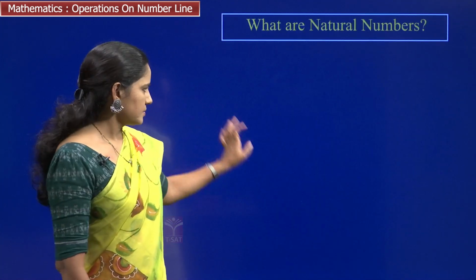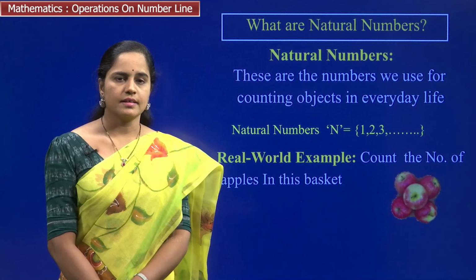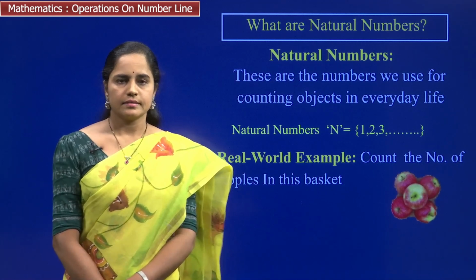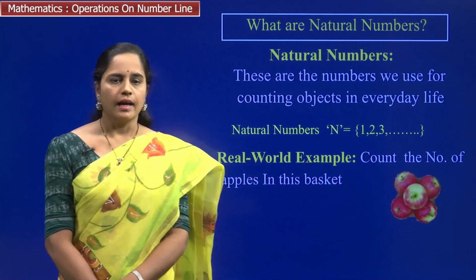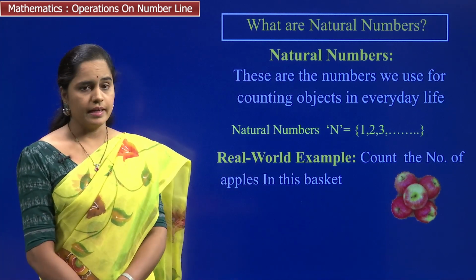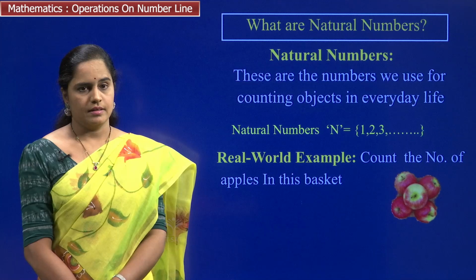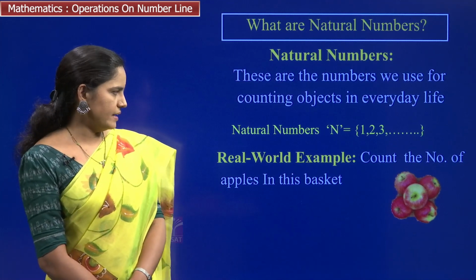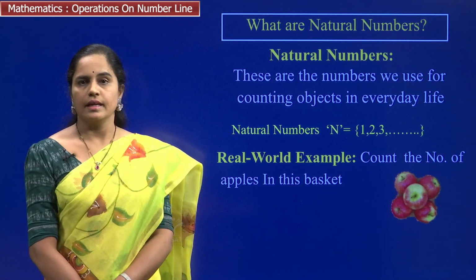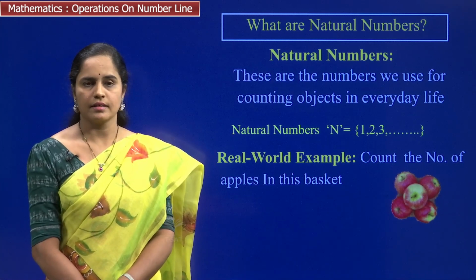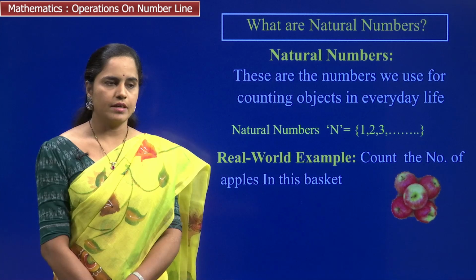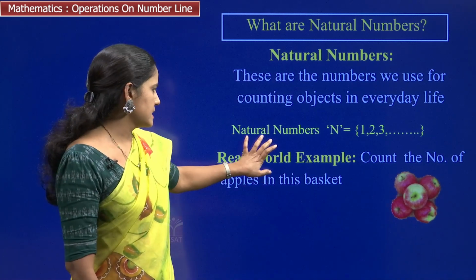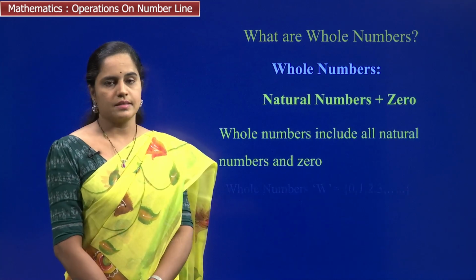At first, natural numbers. These are the numbers we use for counting objects in everyday life. Natural numbers are denoted by N and start at 1 and so on. A real world example is counting the number of apples in the basket. Naturally we are starting from 1. So these are called natural numbers, and next we go to whole numbers.